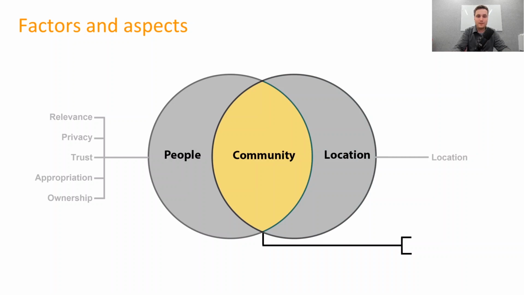The community factor sits at the intersection of people and location. It describes a collection of users that share the same space as the PID. This factor is made up of two aspects. The first is identity. Content on a PID can say a lot about the location and the people in it, representing the community's identity. How can the community utilize it?